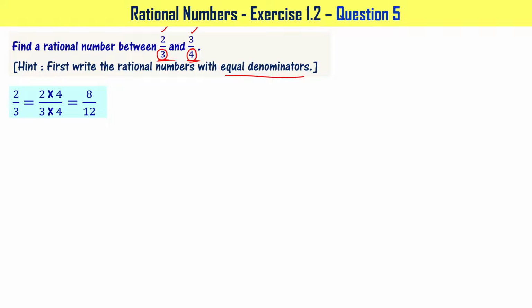2/3 can be written as 2 times 4 divided by 3 times 4. That is 8/12, right? Similarly, 3/4, when I multiply with this 3, what I'm going to get is 3 times 3 divided by 4 times 3. That is equal to 9/12, right? Look at this. This is 8/12. This is 9/12. The denominator is 12, right?